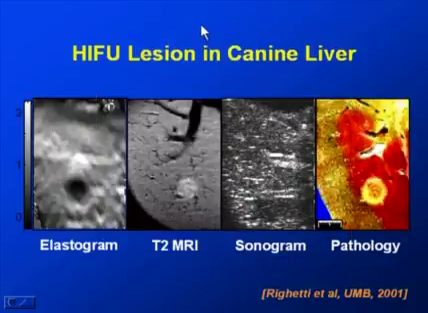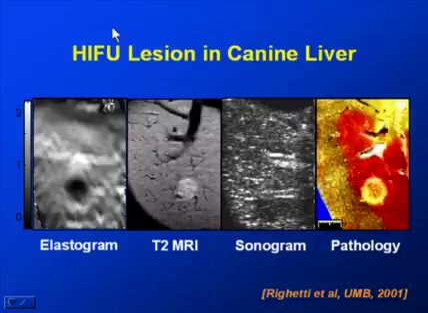Given that elastography can pull data out of shadows, and given its sensitivity to depict direct changes in tissue structure and stiffness, it was early on postulated that this would be an important tool for monitoring therapies. And this is an image from Raffaele Righetti's work that was published in UMB in 2001. You see the elastogram here following a HIFU lesion in a canine liver. You can see the lesion very easily on the elastogram. Here it is on T2 MRI. But when you look at the actual sonogram, you really cannot see it. Whereas, of course, not surprisingly, on pathology, you see the lesion very, very clearly.